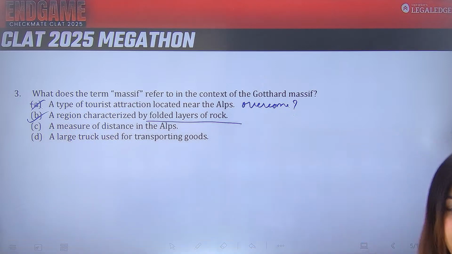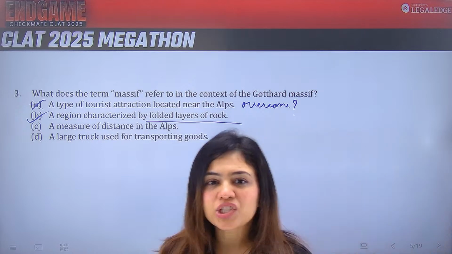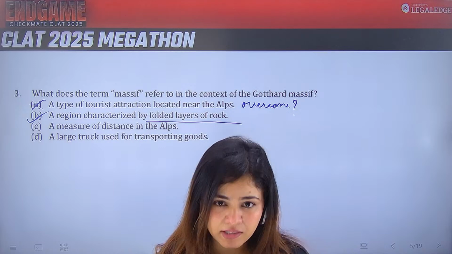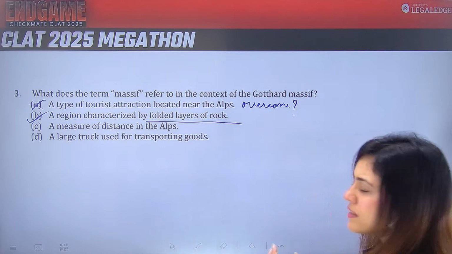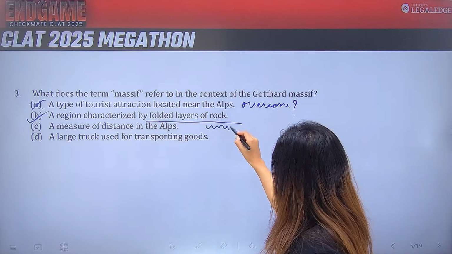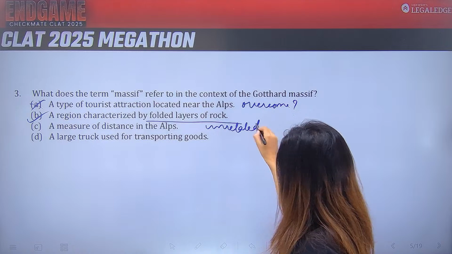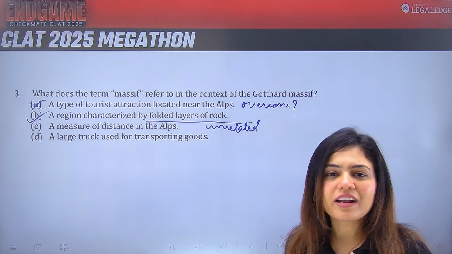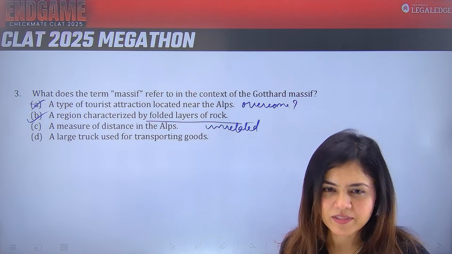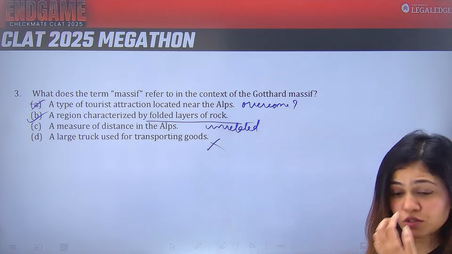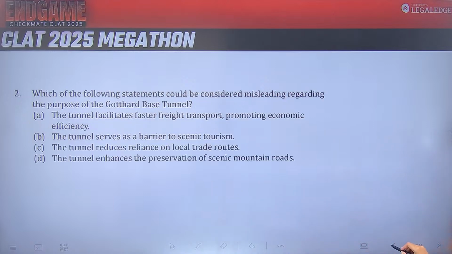Okay? A measure of distance in the Alps. Again, we did not really talk about measuring distance when we were talking about drilling through the Gotthard Massif. ठीक है? Drilling में distance का कोई लेना देना नहीं है. So this is unrelated. And the last one, a large truck. Obviously, we are not drilling through a large truck. ठीक है? Because it doesn't really make sense. So eliminated. The answer is option B for question number 3.